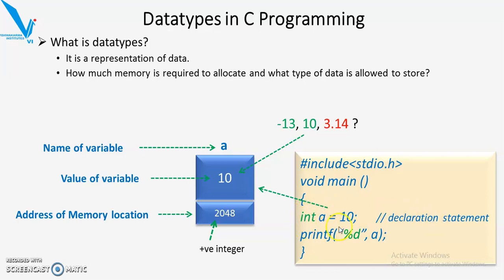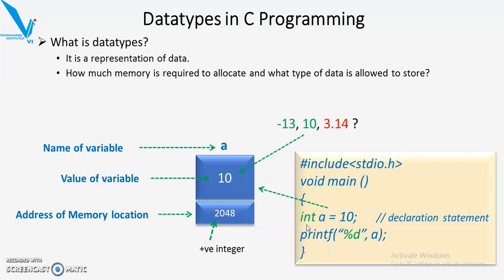Now here we can see the syntax int a equals to 10. This means that a is an integer type of variable and which holds the value 10. Basically, this int is a representation of data. How much memory is required to store the data and what type of data is allowed to store is nothing but the data types in C programming.